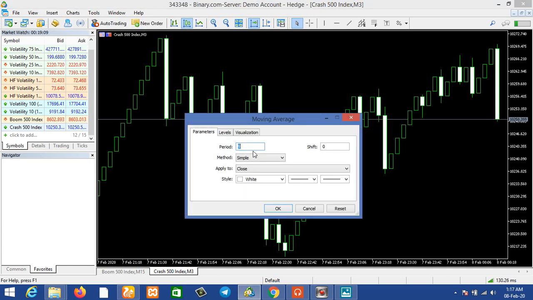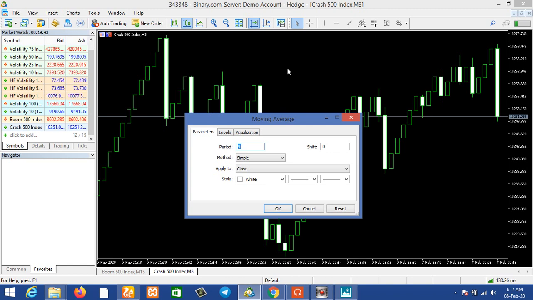So these are the parameters here. The period is 9, shift 0, the method is simple, apply to close. For the style, I'll be using white here because the PC chart background is black. On your mobile phone you can use black or red or whichever color, but don't use white because of the background. I won't advise you to use white at all.